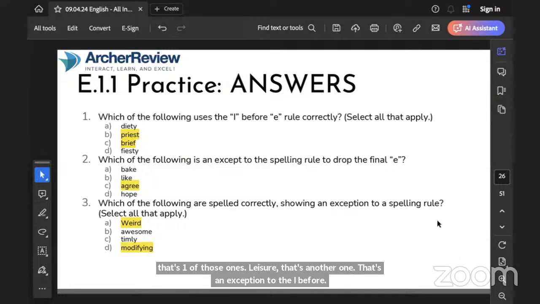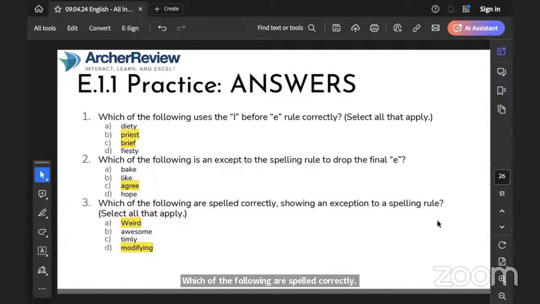Which of the following are spelled correctly? And it has to show an exception to a spelling rule. So this is a two-parter. We need to make sure it's spelled correctly and it has to be an exception to a spelling rule, not necessarily follow the spelling rule. So weird, as we just said, it's spelled correctly, W-E-I-R-D, and it's an exception to the I before E rule.